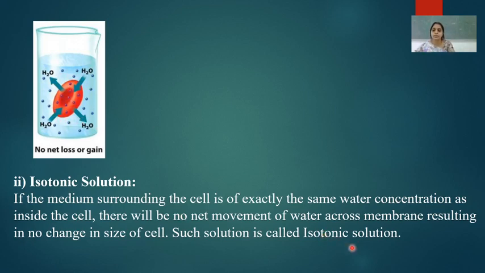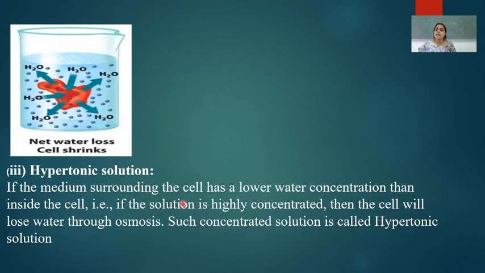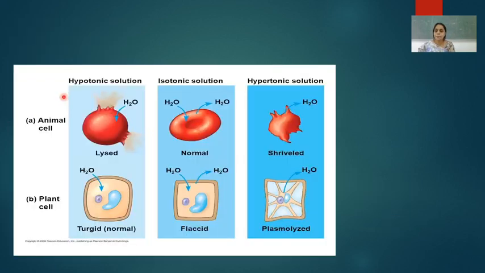Iso, it is same. Next, hypertonic solution. If the medium surrounding the cell has lower water concentration than inside the cell. So outside the cell, you can see less water content, whereas inside the cell there is more water content. If the solution is highly concentrated, then the cell will start losing water. You can see there are only two inlets of water molecules. You can see there are four water molecules which are moving out, just to make you understand. So the net movement is always moving out. Hence the concentrated solution is called hypertonic solution. And you can see the cell will start shrinking.